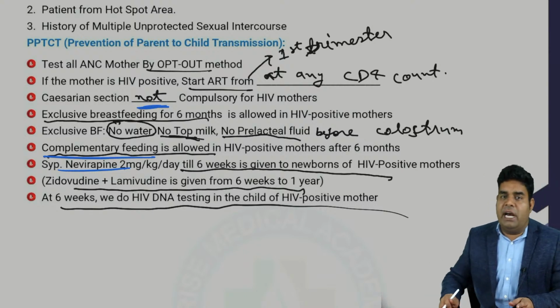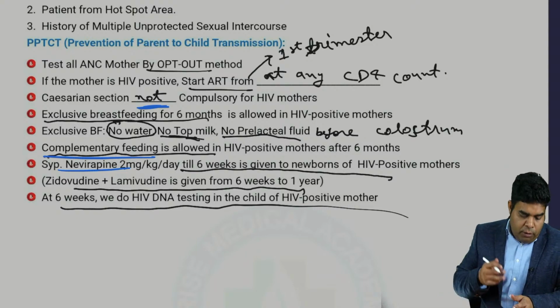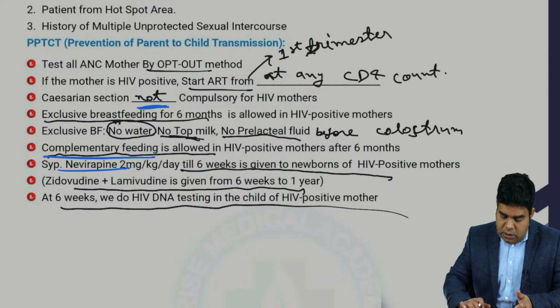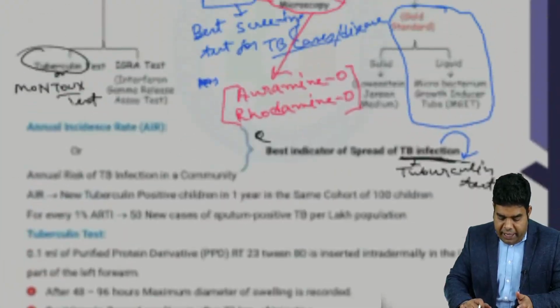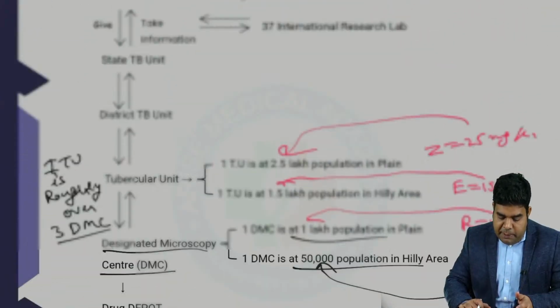Then we replace it with zidovudine plus lamivudine. Okay, from 6 weeks till 6 months. Now, we are done with HIV programs. Let's revise the TB program.